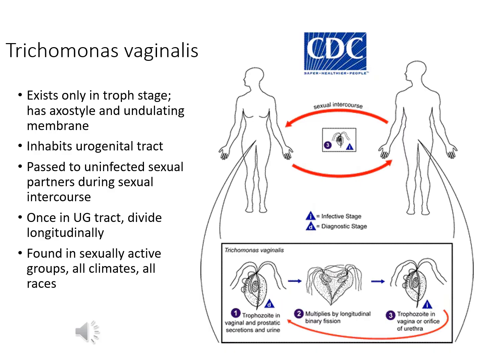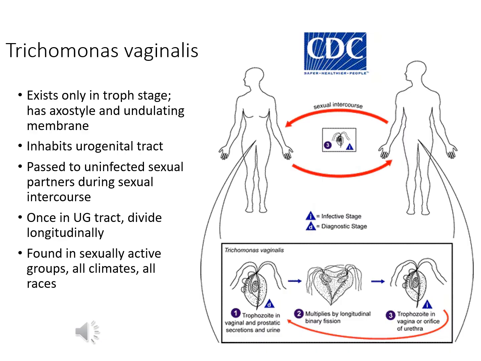Trichomonas vaginalis exists only in the troph stage and has an axostyle and an undulating membrane. You will see the membrane in motion when you do a direct mount. If you remember back to your urinalysis class, you may remember seeing or hearing about Trichomonas. It inhabits the urogenital tract and is passed through sexual intercourse.